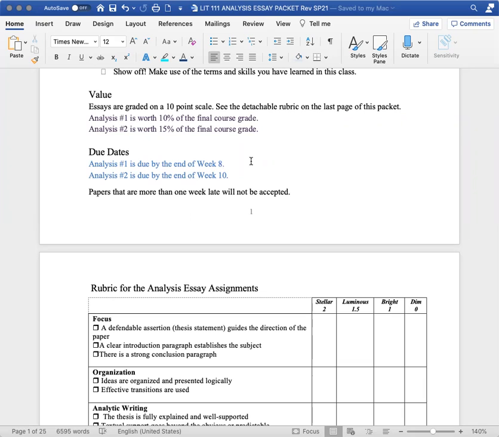So I need to be able to get them and read them and grade them with a quick turnaround. Also, because you'll need that feedback, if you look at this is week 8, 2 weeks later, you have the second one. I'd like you to be able to read the feedback from this to be able to do better on this one, which is worth more. It's worth 15% of your final grade. However, I will accept papers late, but not more than 1 week late. All right. So after the Friday of week 9 and after the Friday of week 11, I will no longer accept those 2 papers. All right.